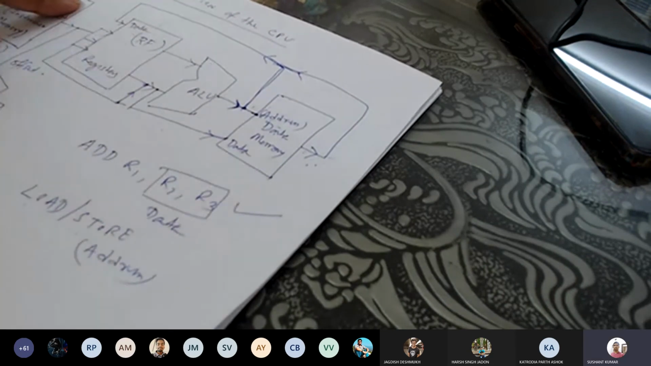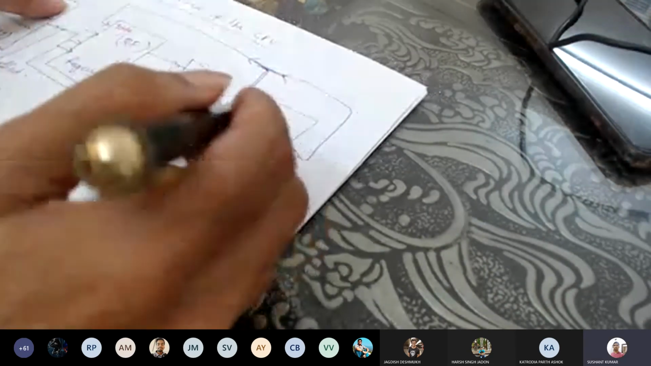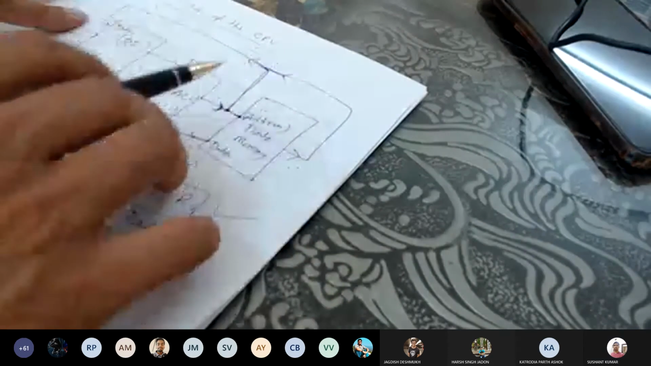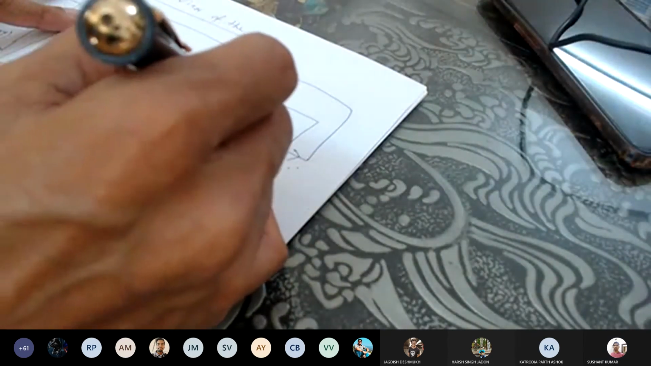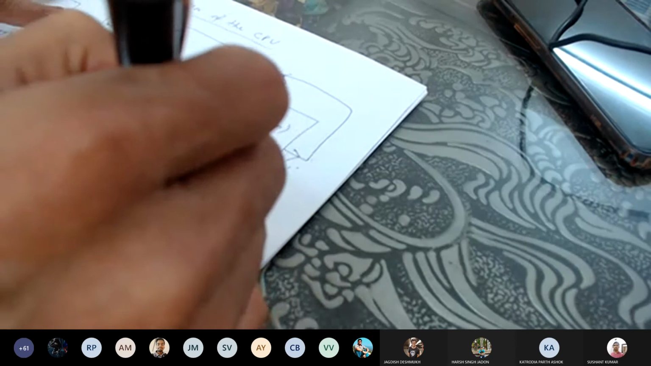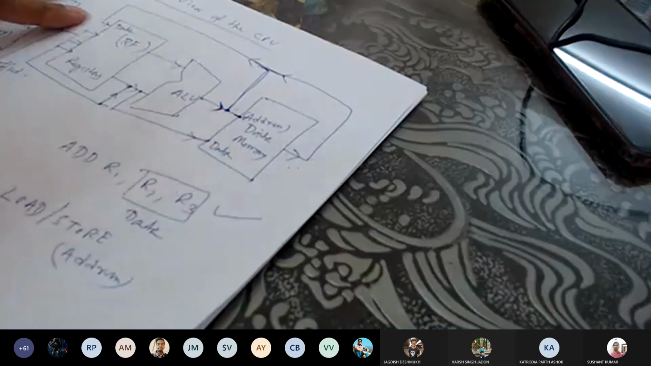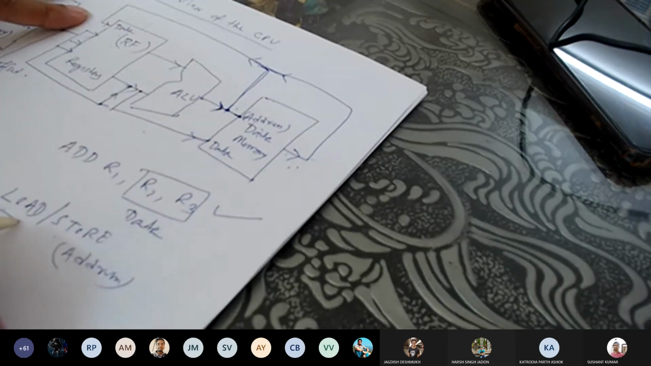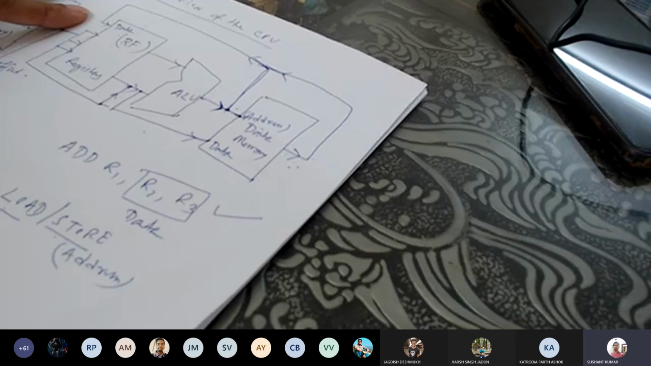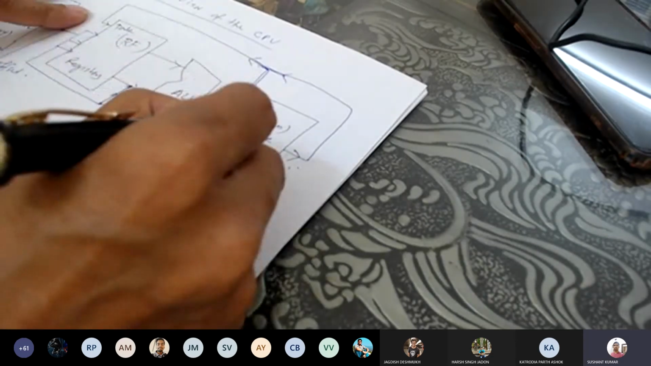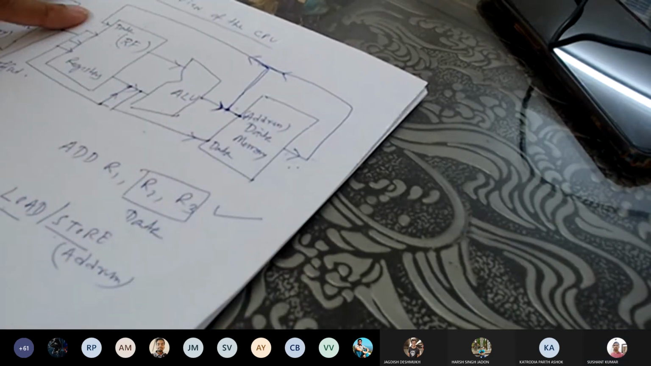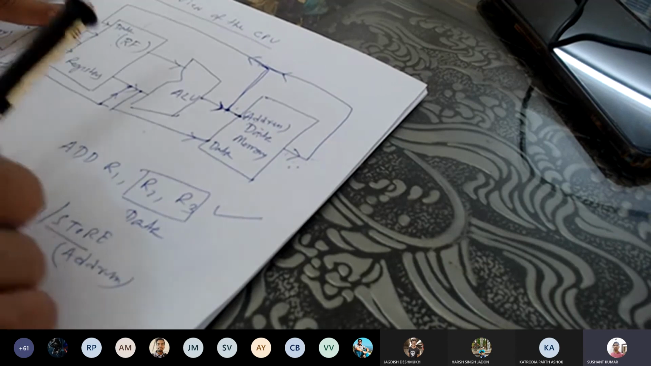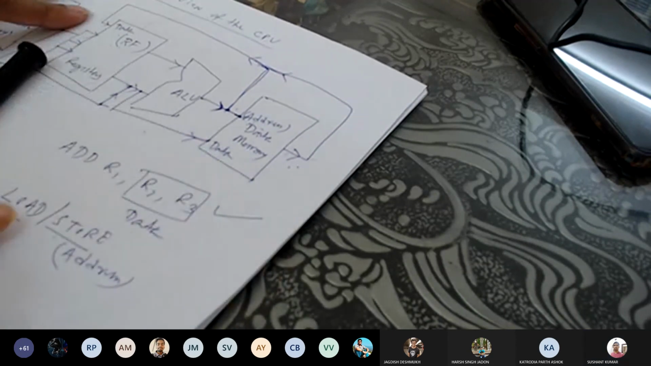Sir, can you explain after ALU once again? After ALU, what happens? The value which comes after ALU can be an address or data. Do you agree with me? Yes, sir. When will it be an address? When the instruction is load or store. It will be the address of the memory location, where from you will do the load operation or where you will do the store operation.